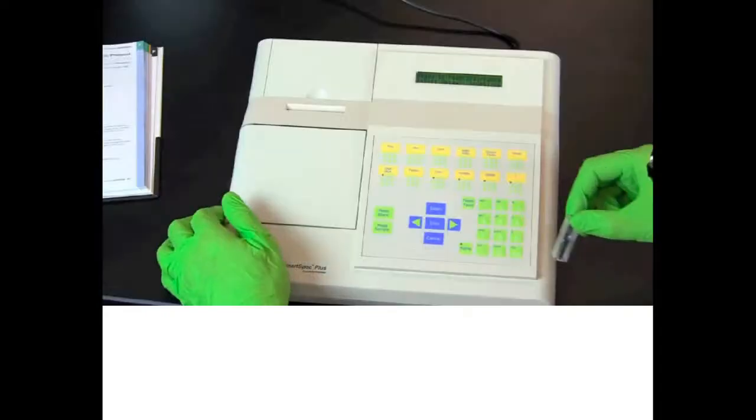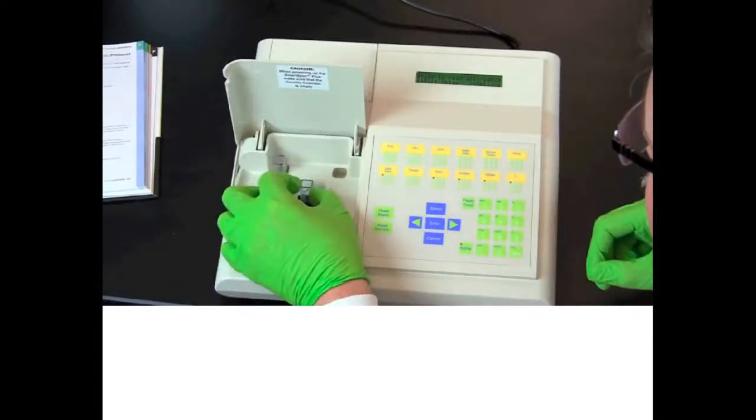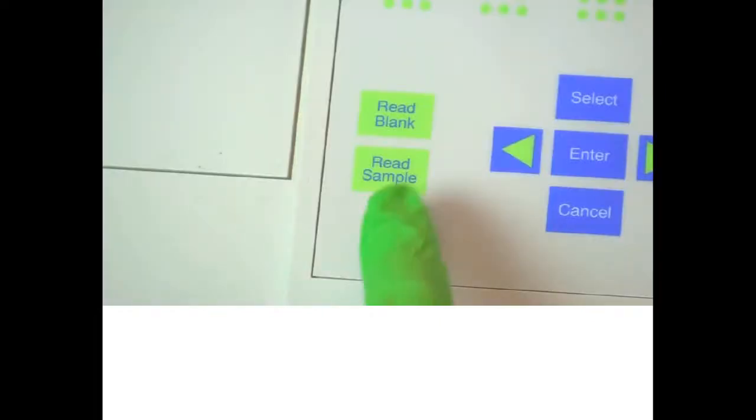If instructed, read the absorbance of the 7 protein standards and record the absorbance values. Remove the cuvette labeled blank and insert the milk sample into the spectrophotometer. Read the absorbance and record the value.